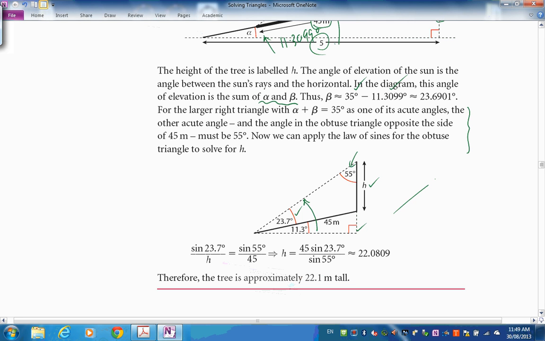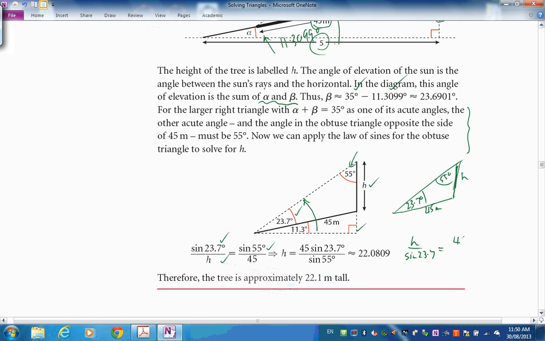So working in this triangle now, I'd encourage you to redraw the triangle with what we now have in it. We can say, what? The sine of 23.7 over h is the sine of 55 over 45. Again, I think because we want h, we'd use the ratio the other way up.